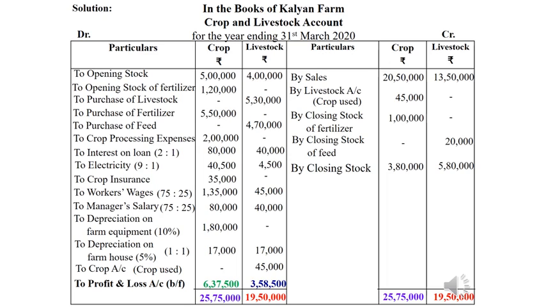6,37,500 is the profit on crop account, and 3,58,500 is the profit on livestock account. Record it as profit and loss account to profit and loss account, or you can also treat it as gross profit account, carried to profit and loss account. Okay. Let us solve it. Let us go to profit and loss account.